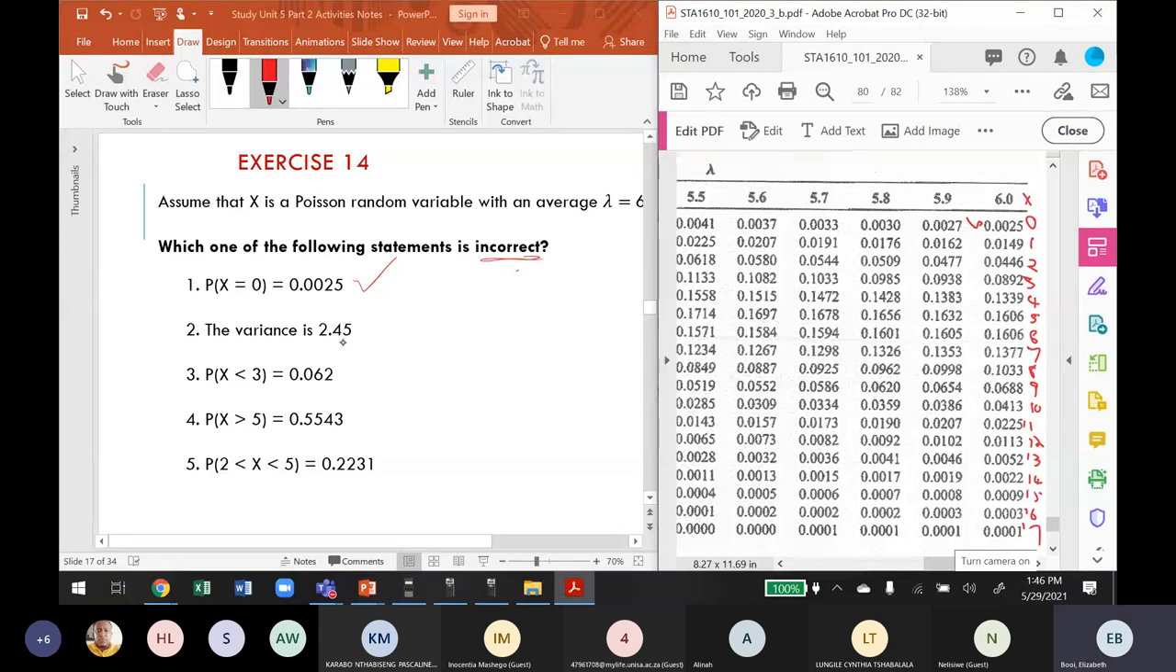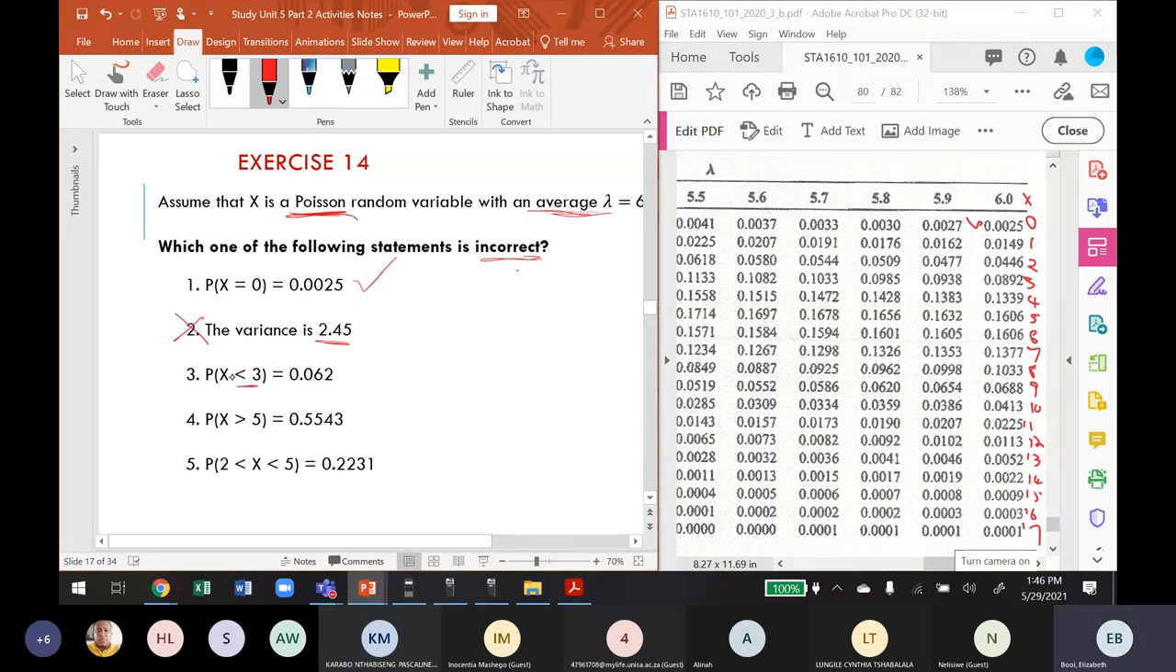Number two, the variance is 2.45. Is that correct? You do not have to even think about it. We are dealing with Poisson, and it says the average, the mean, is 6. No, it's not. It is not correct. But let's just double check the others.